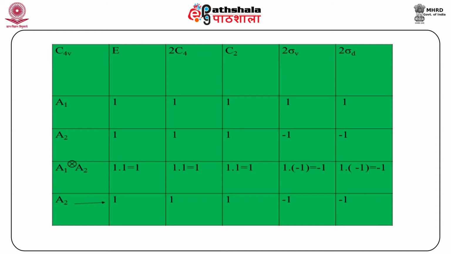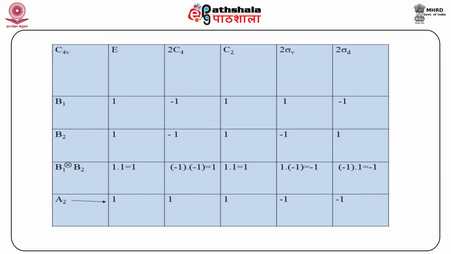Now take the direct product of B1 and B2 irreducible representations in C4V point group. This direct product of B1 into B2 gives the characters 1, 1, 1, minus 1 and minus 1. These characters correspond to the A2 irreducible representation, which is also one dimensional in nature.